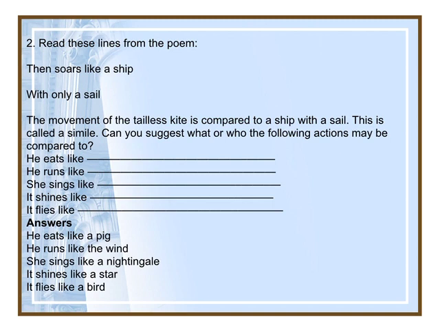Now we are having few examples. You have to write the simile of the same. He eats like dash. He eats like a pig. He runs like the wind. So here the running of a person is compared with the wind. She sings like a nightingale. It shines like a star. It flies like a bird.